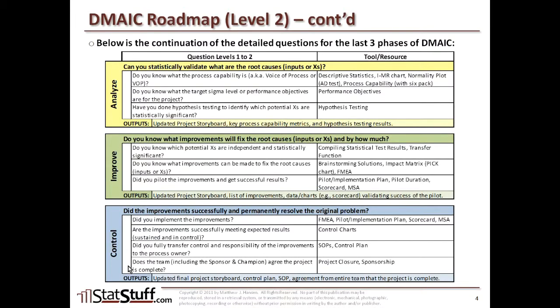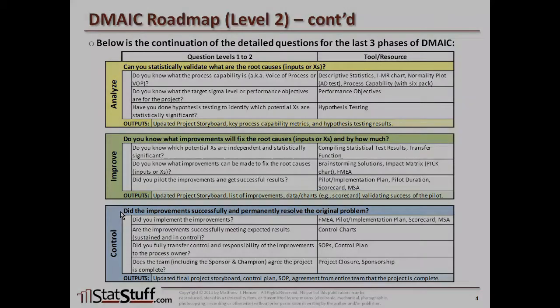And does the team, including the sponsor and champion at their level, agree that the project is complete? Once you can answer yes to all these questions, then chances are you have been able to answer this top layer question for the control phase about the improvements being successfully and permanently implemented and that they're resolving the original problem. Again, once you can answer yes to all these questions, then chances are your project is complete and you're ready to move on.